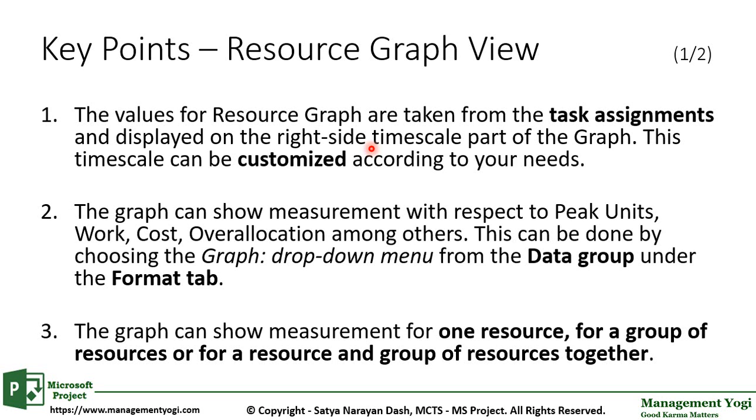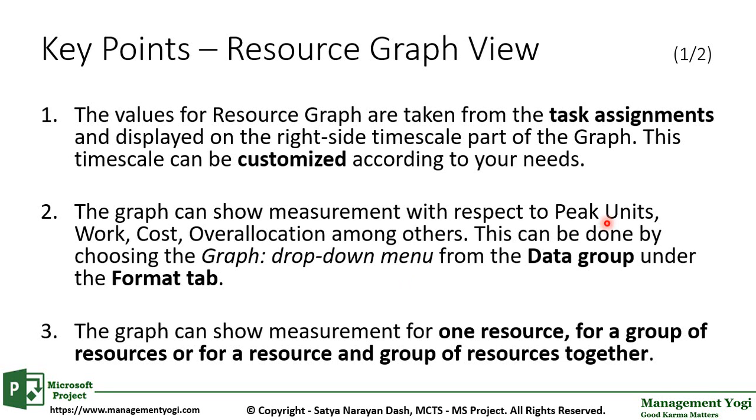Key point 2. The graph can show measurement with respect to peak units, work, cost, overallocation, among others. This can be done by choosing the graph drop-down menu from the data group under the format tab. This point is telling you when you open the resource graph view, there will be resource graph tools shown on the top bar of MS Project. Under this resource graph tools, you will have format tab, under which you will have data group. Under the data group, you will have graph drop-down menu where all these options will be listed. Peak units, work, cost, overallocation, remaining work, remaining availability, among others.